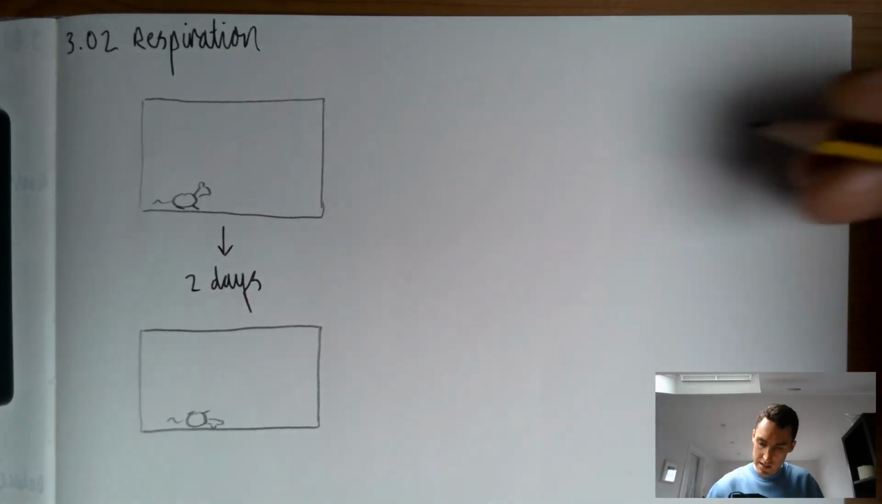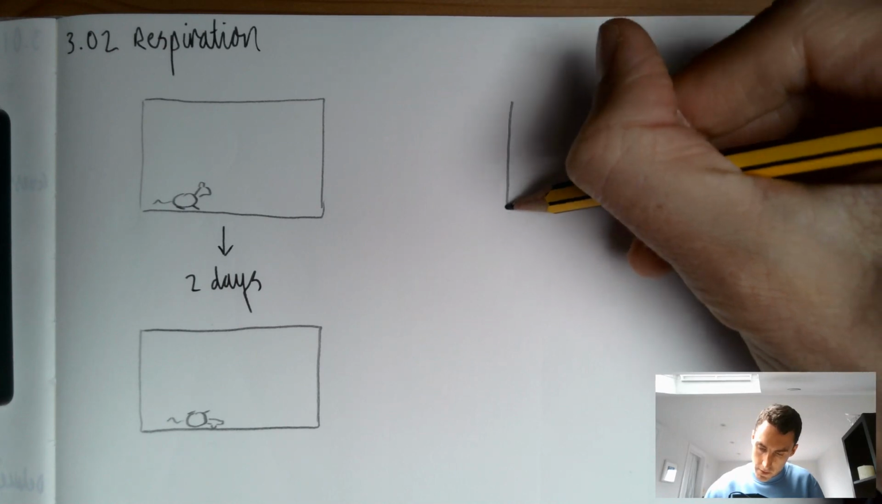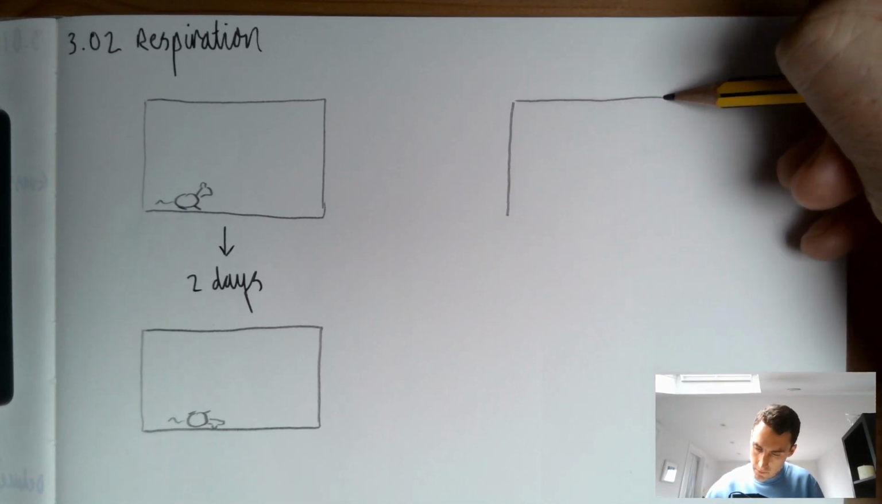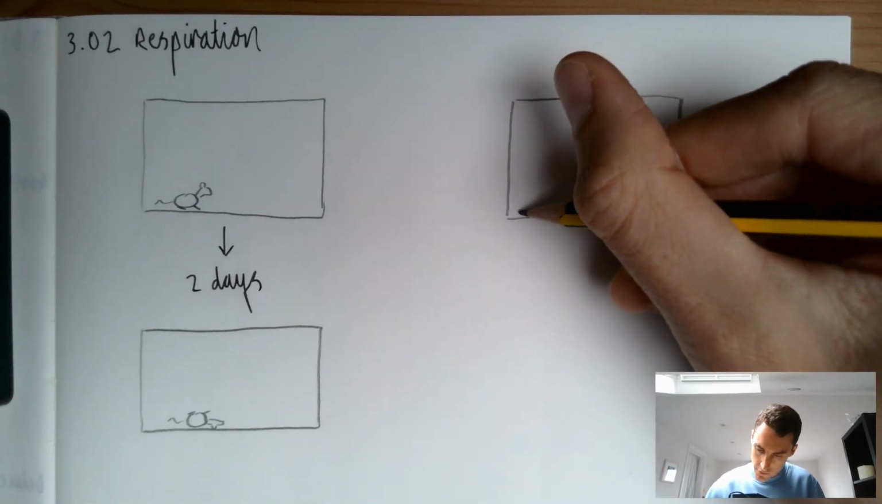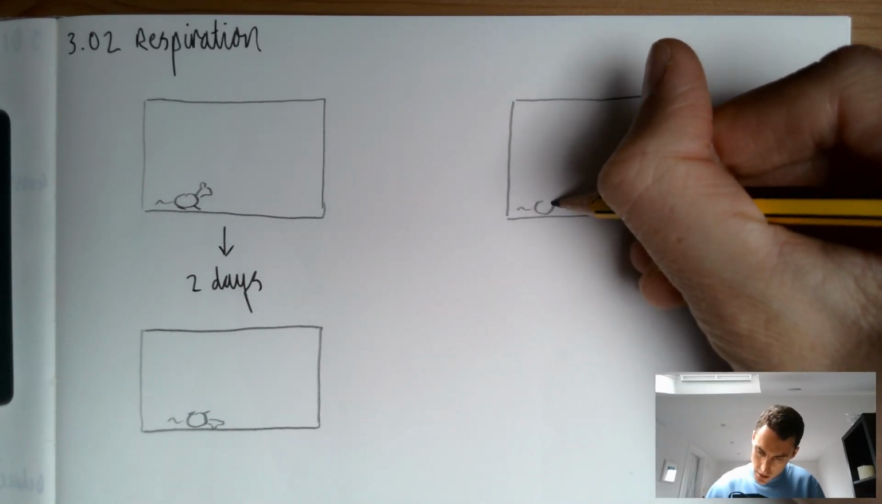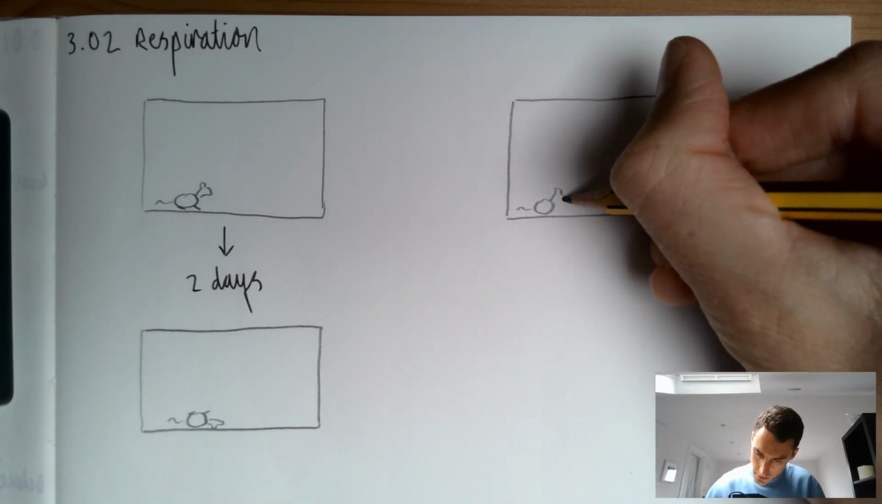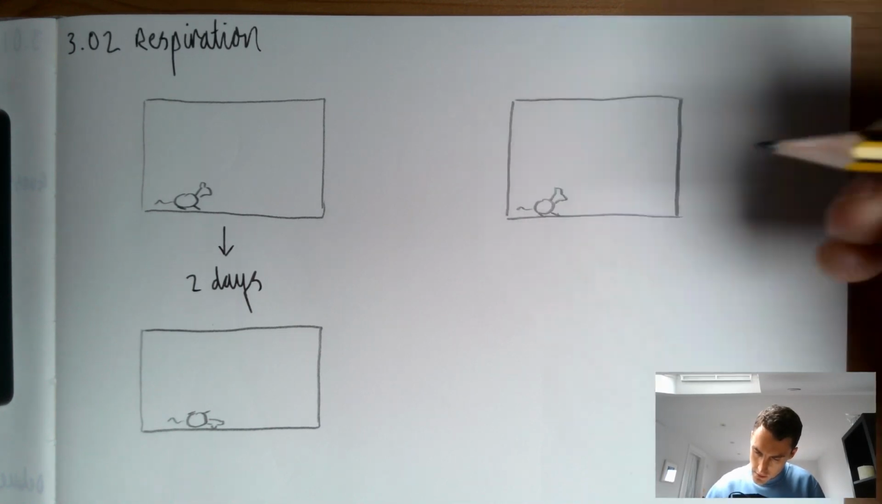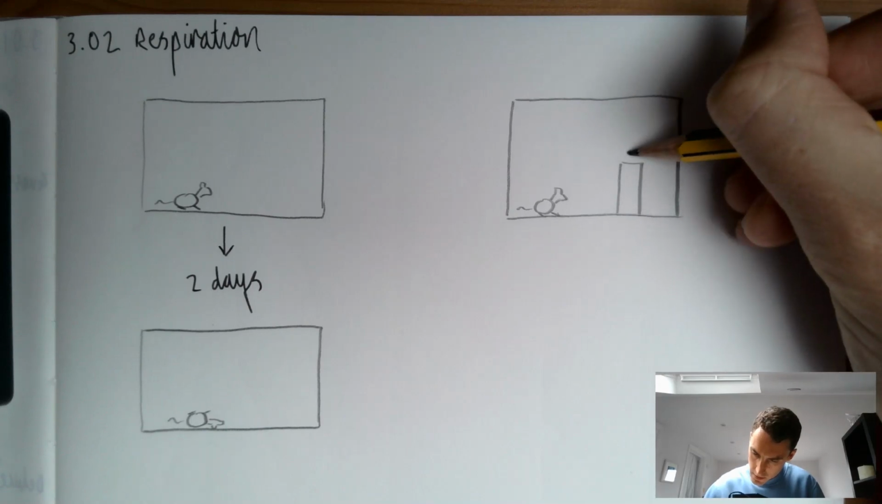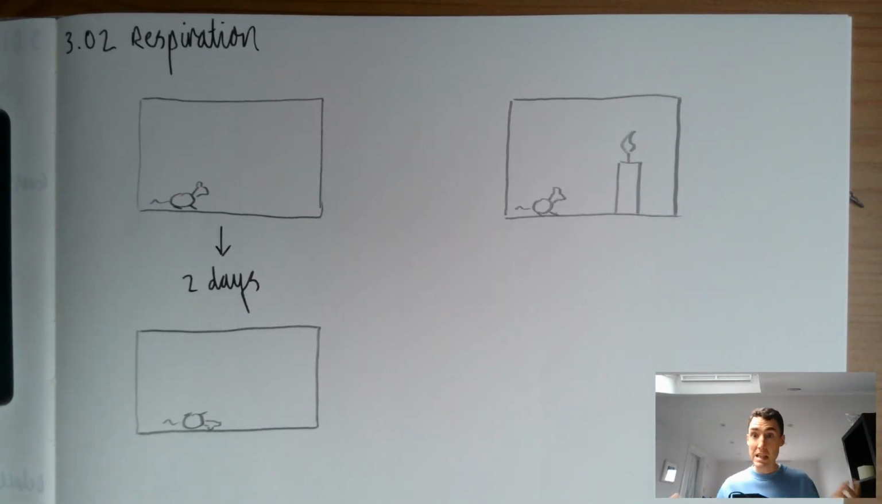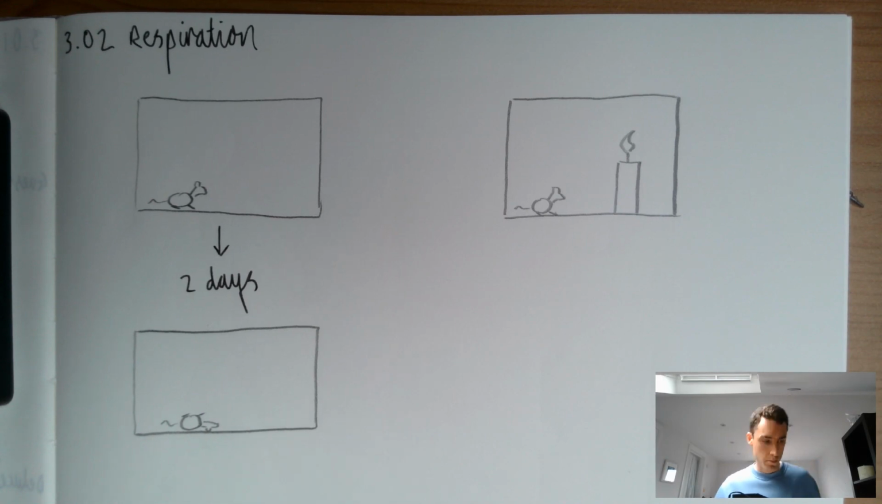So let's imagine a slightly different experiment. It's almost the same. There's just one thing that's slightly different about it. So we've got our sealed glass box, we've got our mouse, like this. But this time, we put a candle inside. And we light it. So it's a lit candle inside the box.